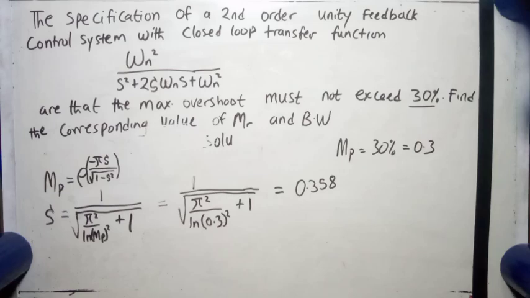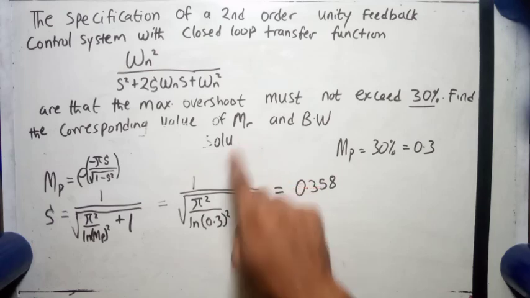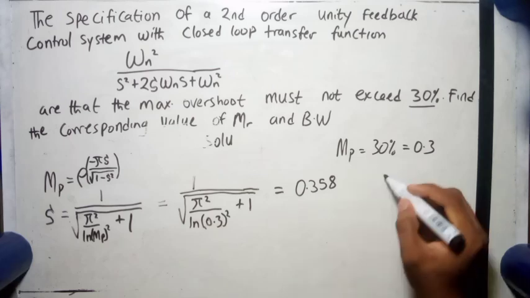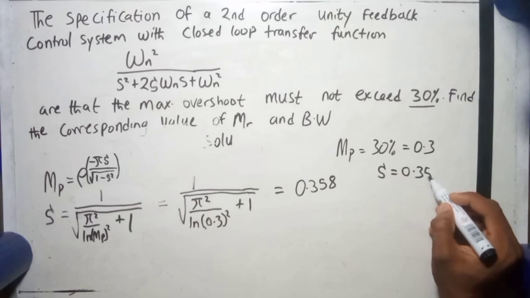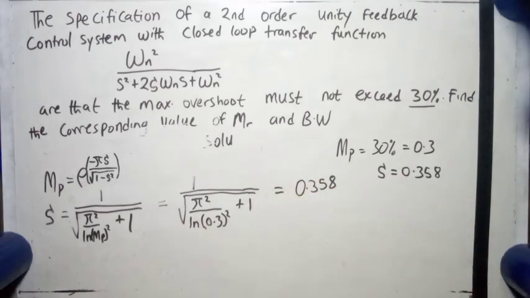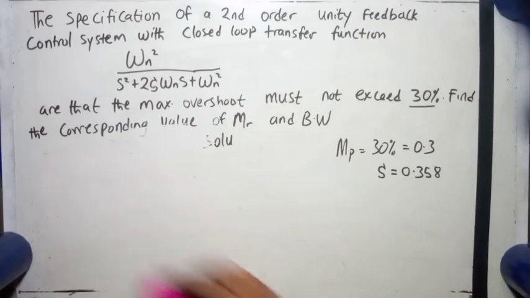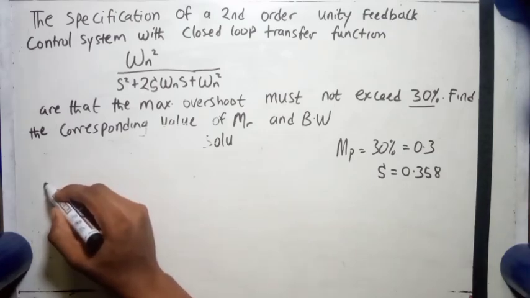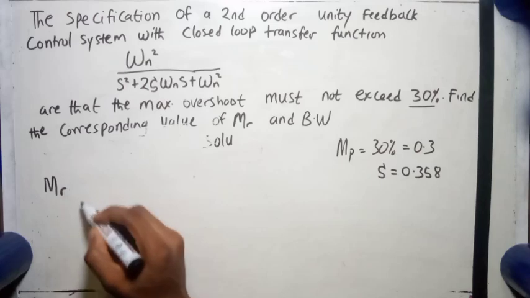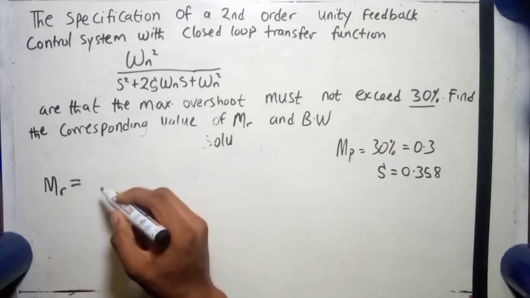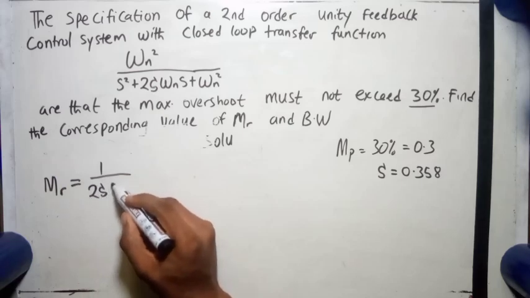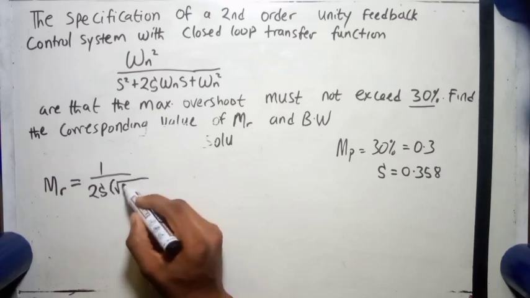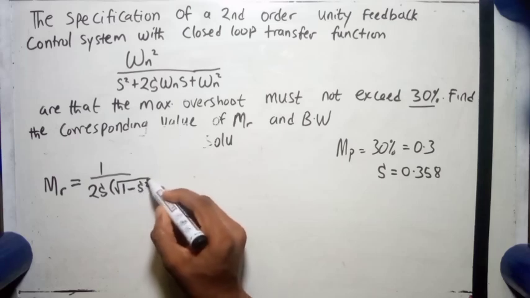Now, the main thing they say we should look for is the resonance frequency. What we just got now is just zeta. We still need to substitute this zeta value into our peak resonance to get our answer. So MR is equal to 1 over 2 zeta times the square root of 1 minus zeta square.